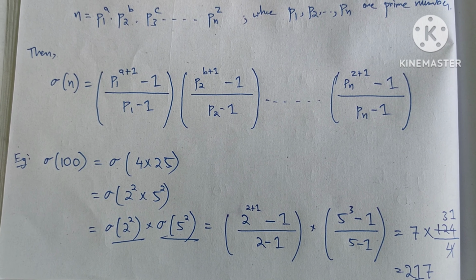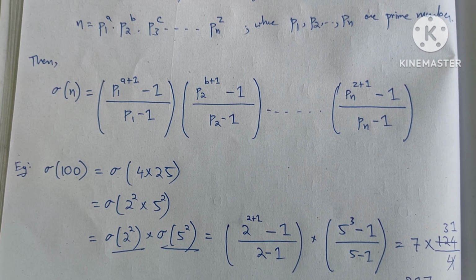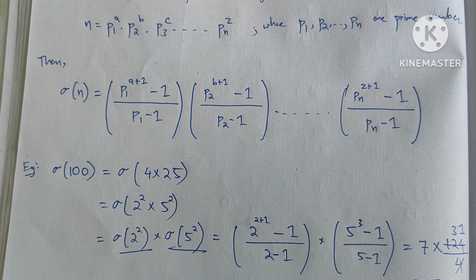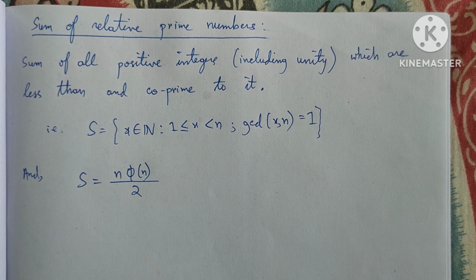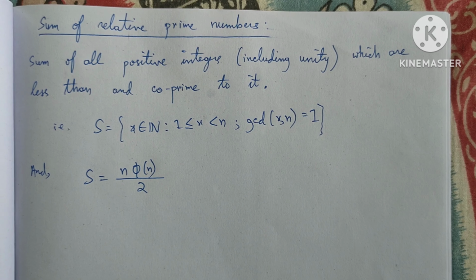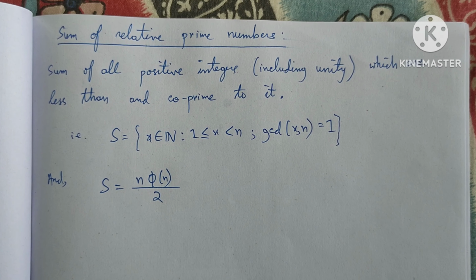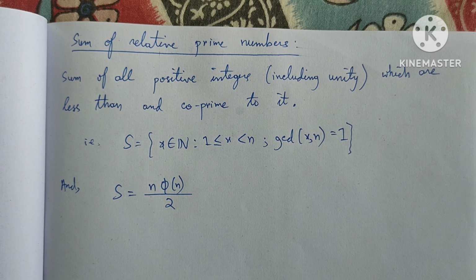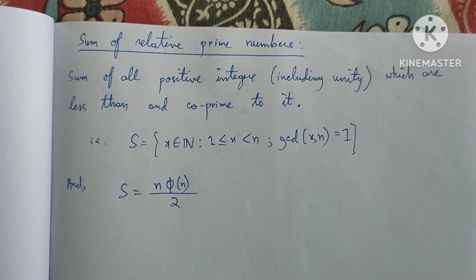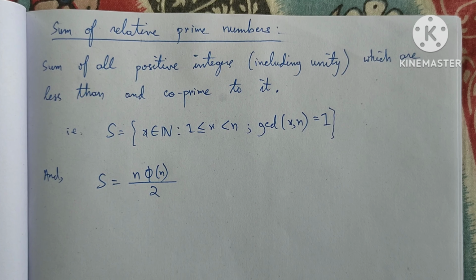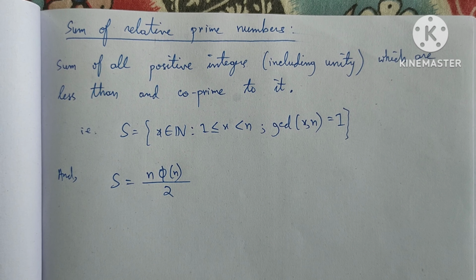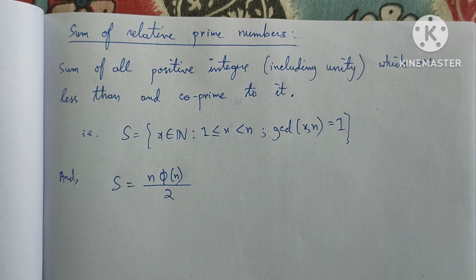Pretty basic, pretty self-explanatory. Now we will move on to the sum of relative prime numbers. So now we are going to learn how to find the sum of relative prime numbers of a given number. This is the formula, we don't have to go into any details as such. S equals n phi n by 2.